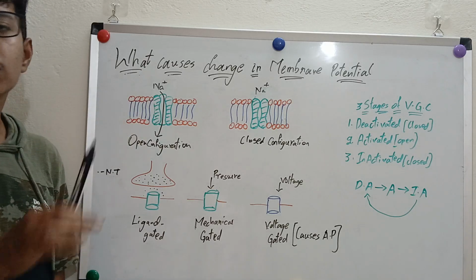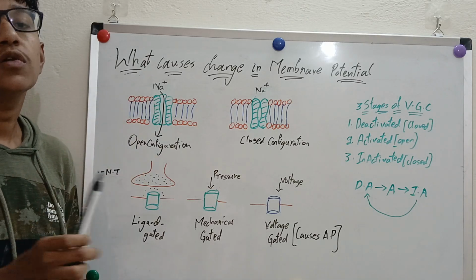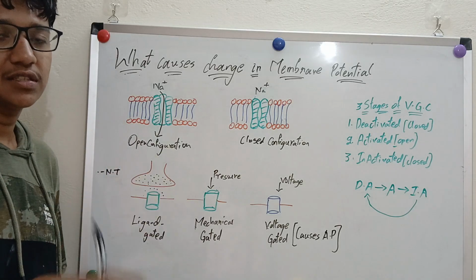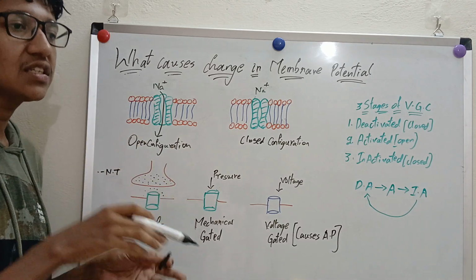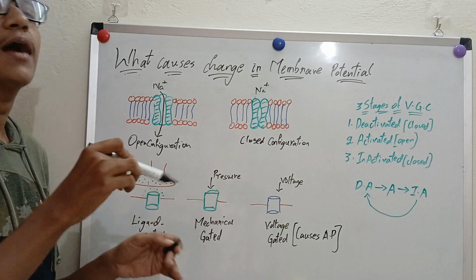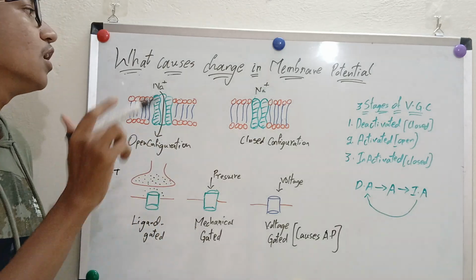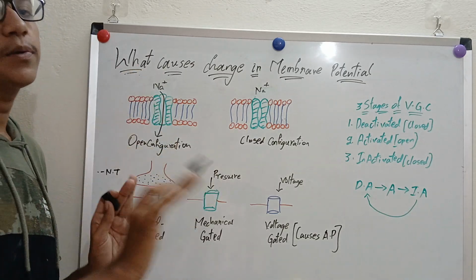We will discuss what causes change in membrane potential. There are two types of changes in membrane potential, as we discussed in the previous session. One is graded potential, which are local changes, and the other one is action potential, which is a rapid, transient, propagating change.